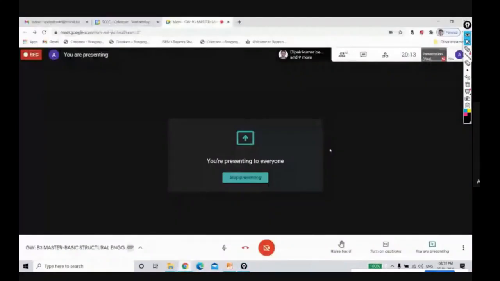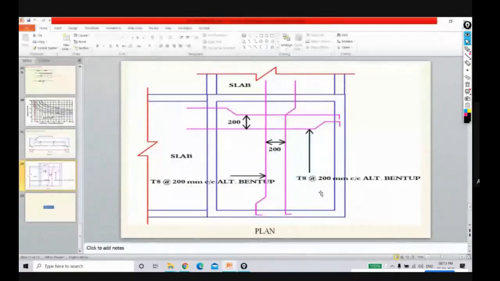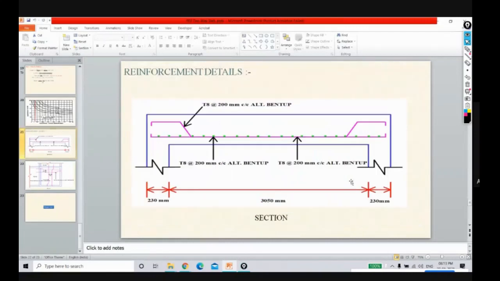Hello. Yes, sir. Please go to the detailing of the section, that two-way slab section detailing. Just the previous slide, sir. Sir, in that, should we not provide the distribution reinforcement in the top portion? Distribution reinforcement at top here? Yes, sir, here.